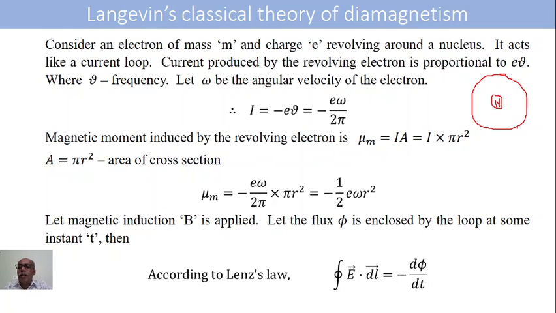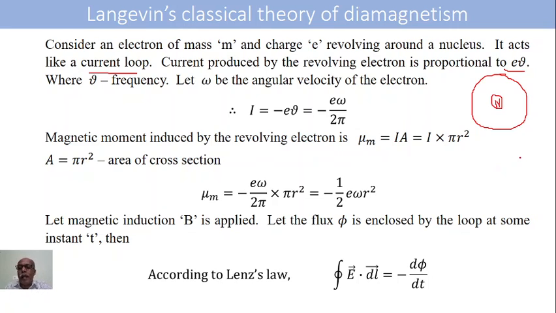Because the electron is revolving around the nucleus, it gives rise to what is known as a current loop. In the sense that it produces a current that is proportional to e times nu, where nu is the frequency. Instead of writing f, we are writing nu.